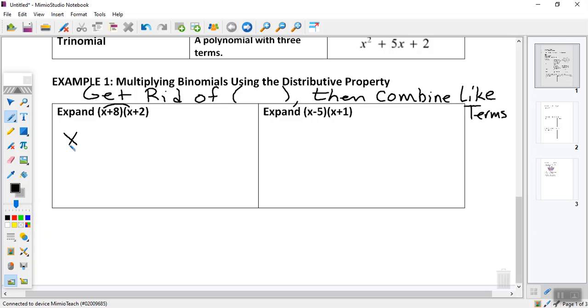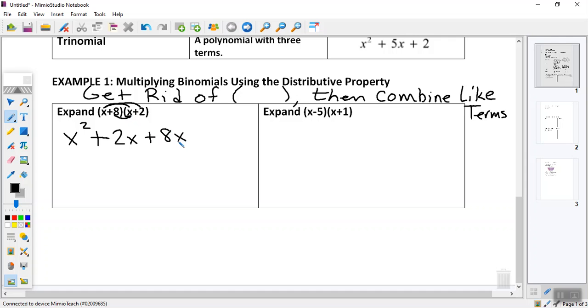X to the second power, right? How about the outside? What and what? X and 2. So I've got a positive x and a positive 2. That would be multiplying to a positive 2x, wouldn't it, kids? Okay, now I'm going to take the insides, which would be 8 times what? Which would be a positive 8x, wouldn't it?